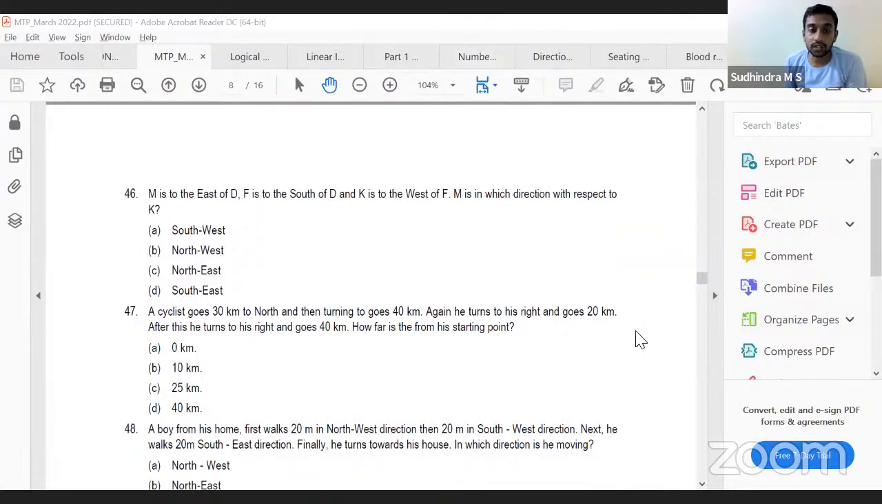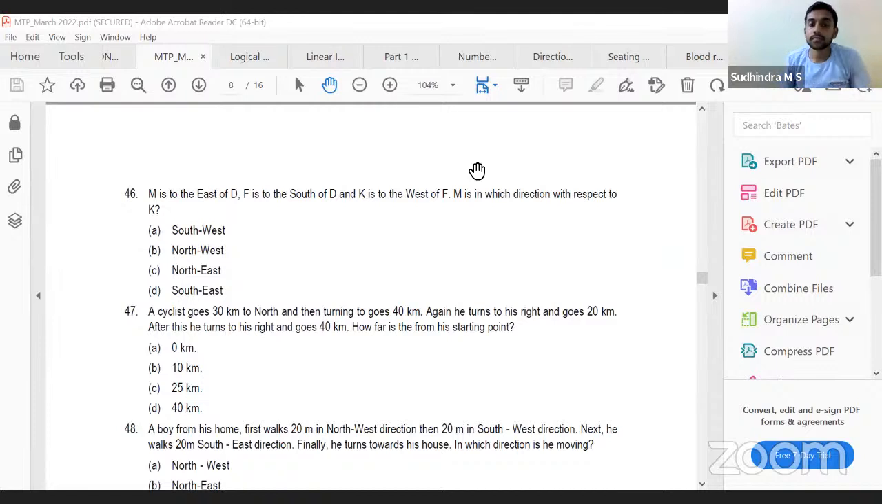A cyclist goes 30 kilometers towards north, then turning right goes 40 kilometers. Again, he turns to his right and goes 20 kilometers. After this, he turns to his right and goes 40 kilometers. How far is he from the starting point?